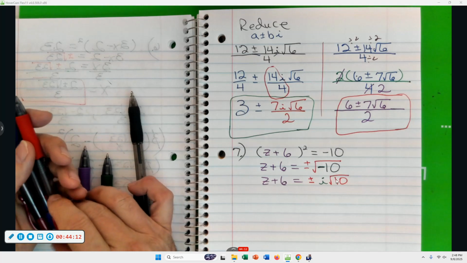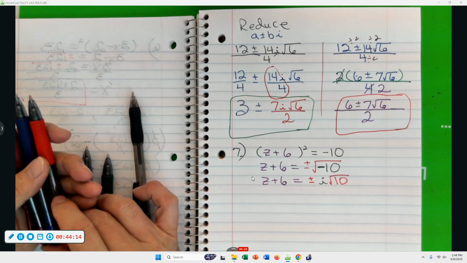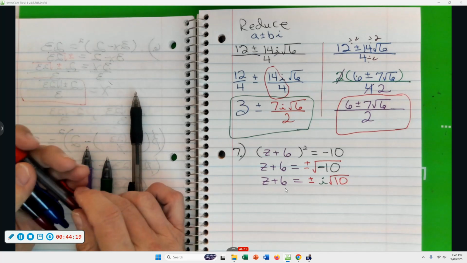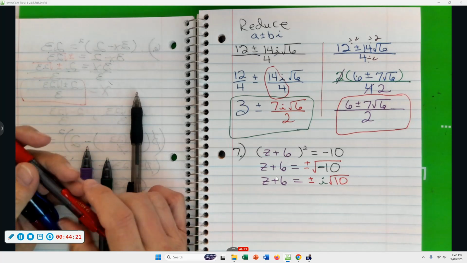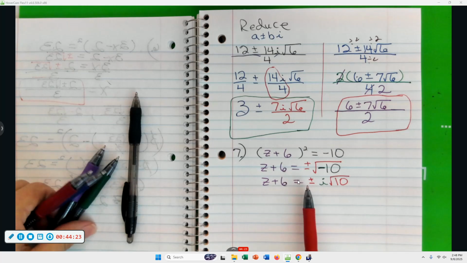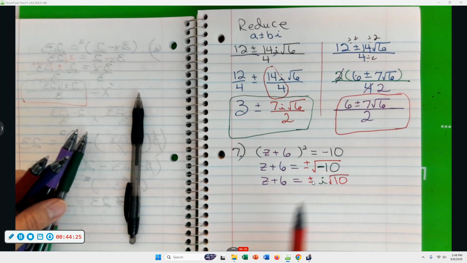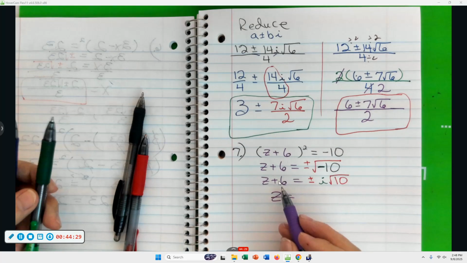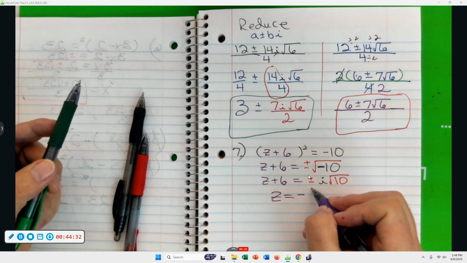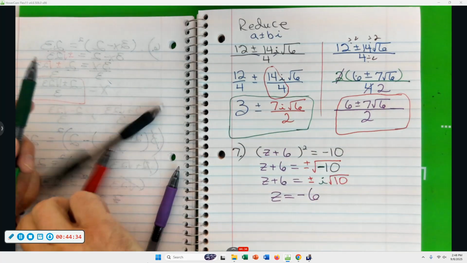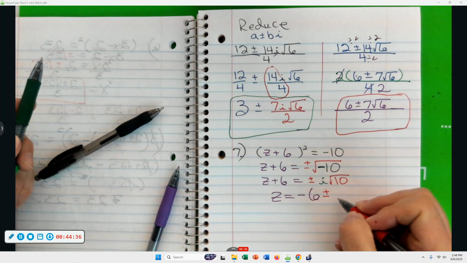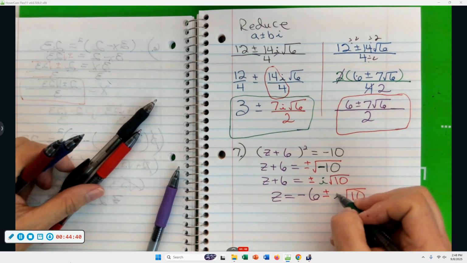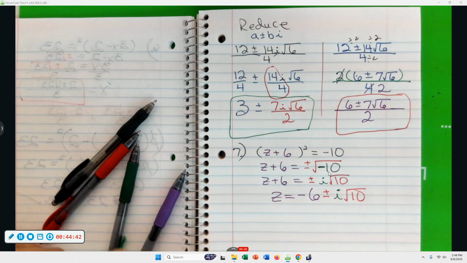But we're not through solving the problem. We need Z by itself. What do we do to get Z by itself? Minus the 6. And remember, put it in front of the plus minus. So you'll have Z equals. That plus 6, when you move it over, it becomes a negative 6 plus or minus I square roots of 10 for my final answer.